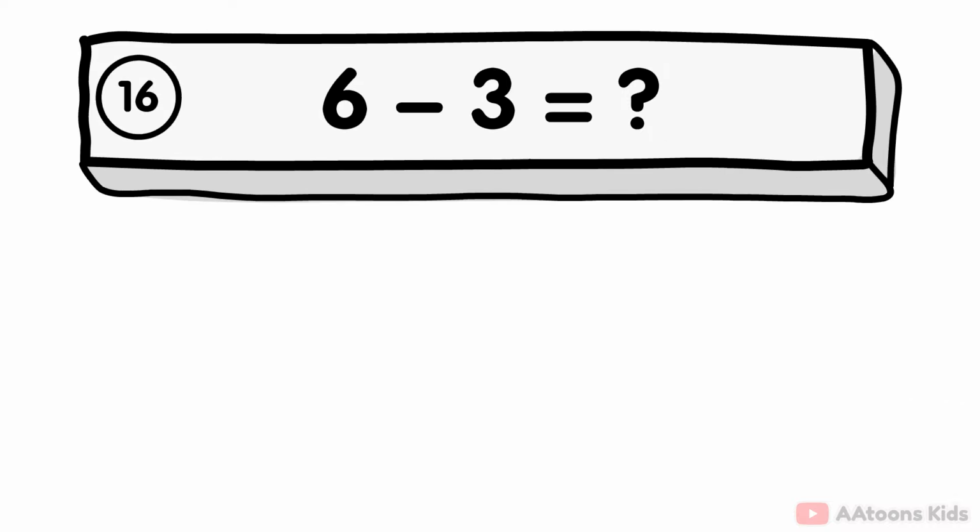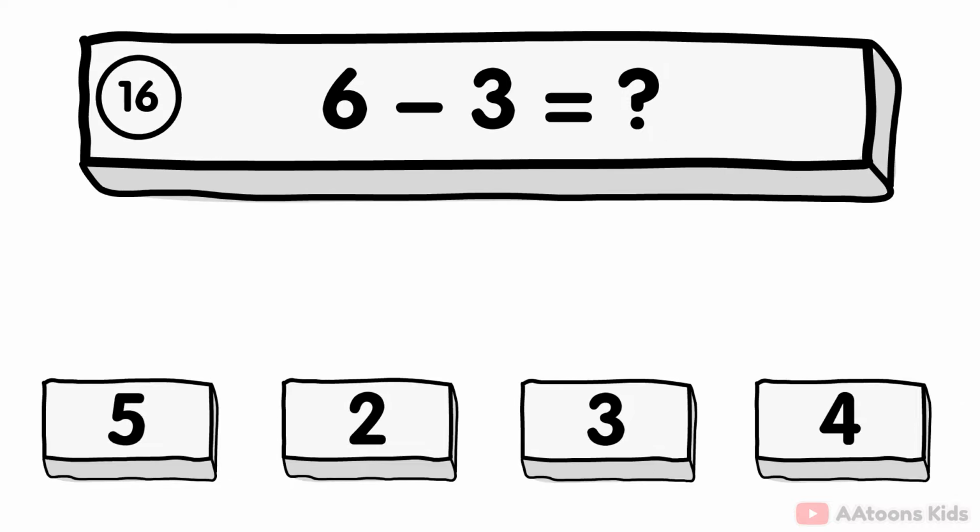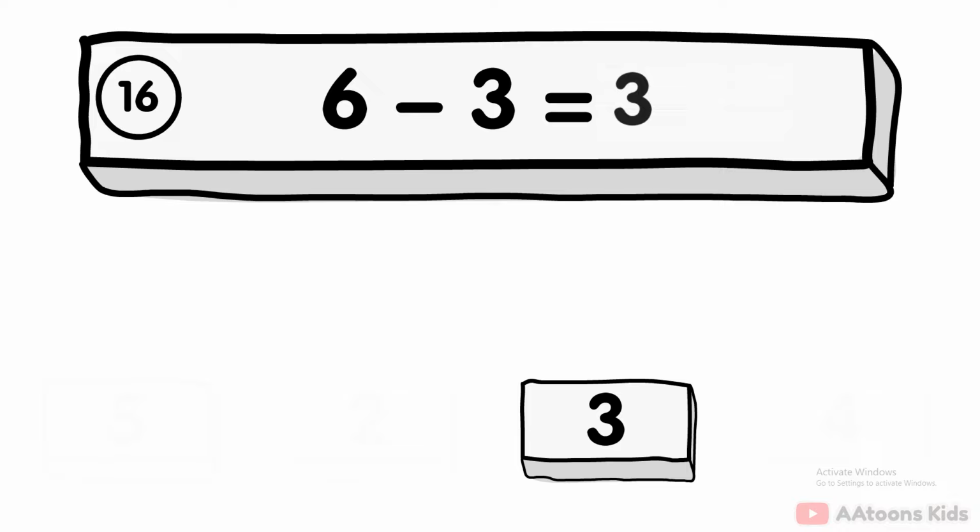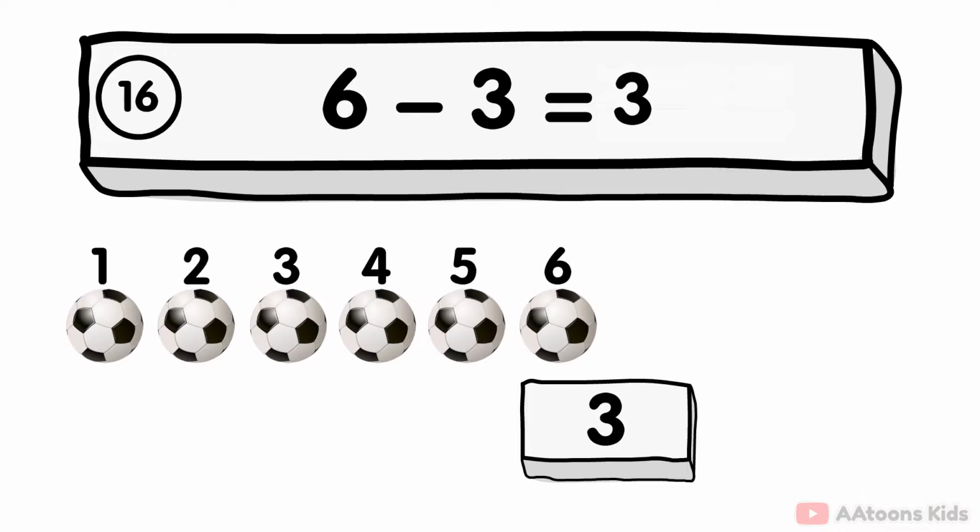6 minus 3 is equal to 3. Let's take the biggest number 6 and subtract 3 from 6. 1, 2, 3. Now count the remaining balls. 1, 2, 3. So 6 minus 3 is 3.